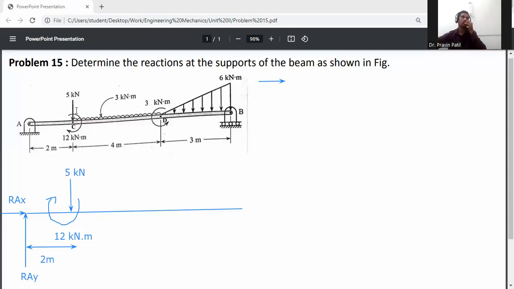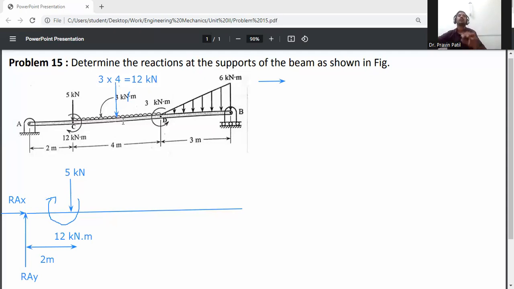Okay, so C to D it is a UDL load. The UDL is 3 kN/m. So convert this UDL load into a point load. It is acted at the center of C to D. So 3 into, the C to D distance is 4 meters, so 3 into 4 it will be 12 kN. It is acted in the downward direction.